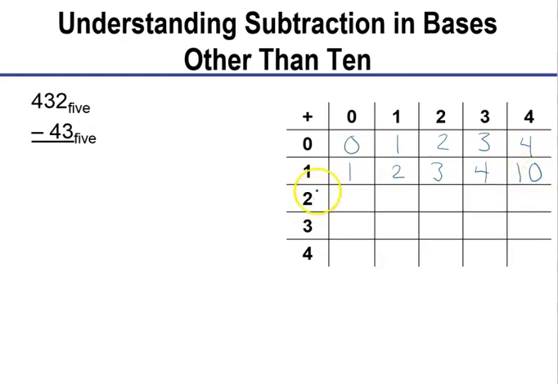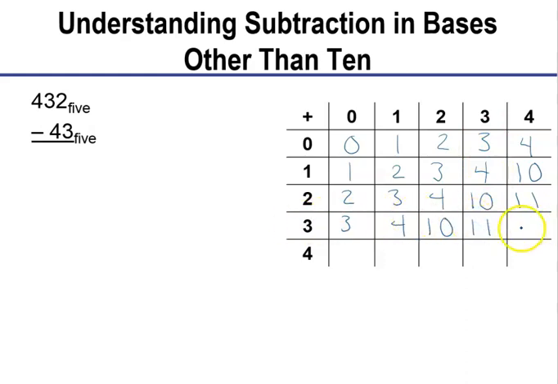All right? So 2 plus 0 is 2. 2 plus 1 is 3. 2 plus 2 is 4. 2 plus 3 is 5, which is written as 1 5 and 0 1s. What about 2 plus 4? Well, 2 plus 4 is 1 5 with 1 1. 3 plus 0 is 3. 3 plus 1 is 4. Here we go again. 3 plus 2 is 5, which is 1 5 and 0 1s. 3 plus 3 is 6, which is 1 5 and 1 1.